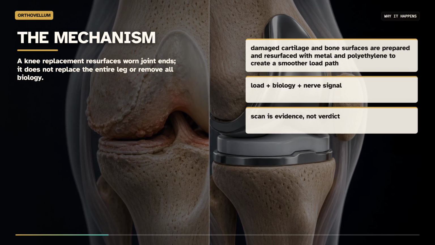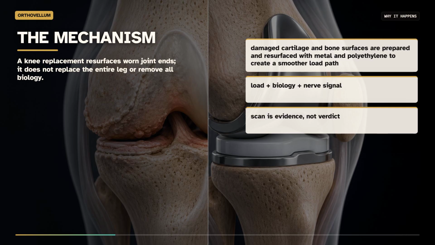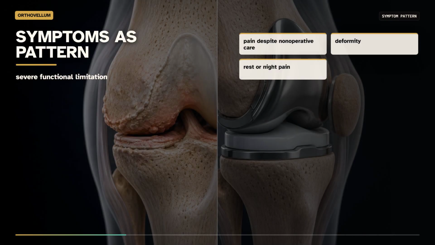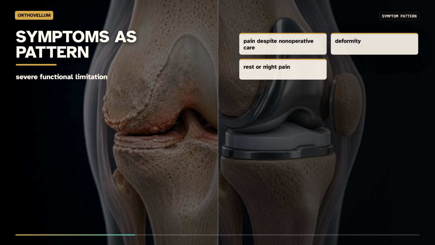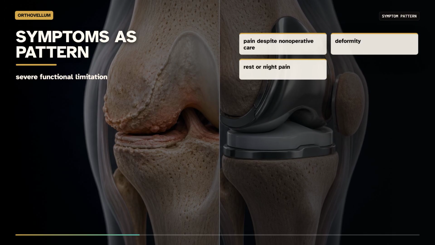A practical way to think about almost every orthopedic problem is tissue capacity versus load demand. If the load is temporarily too high, the answer may be calming and rebuilding. If the structure has mechanically failed, the answer may need repair, reconstruction, replacement, or protection. The common symptoms cluster around severe functional limitation, pain despite non-operative care, deformity, rest, or night pain. Symptoms matter most when they form a pattern. One symptom by itself can mislead. A cluster is much more useful.